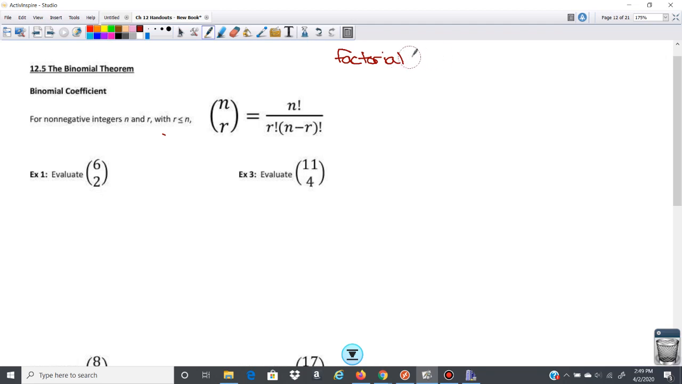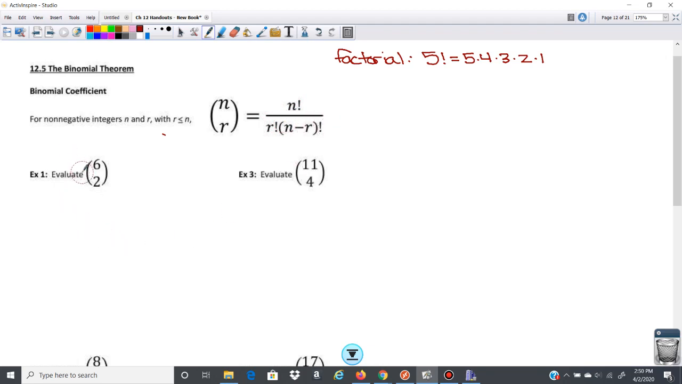Okay, and what factorial means is it's going to be multiplying a number in descending order until you get to 1. So 5 factorial is 5 times 4 times 3 times 2 times 1. So 10 factorial would be 10, 9, 8, 7, 6, etc. So that's what factorial is. So the formula here for a binomial coefficient is n factorial over r factorial times n minus r factorial.